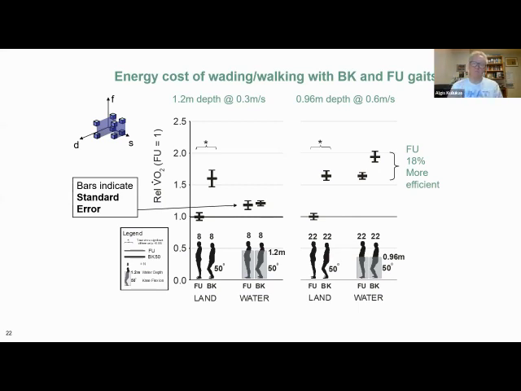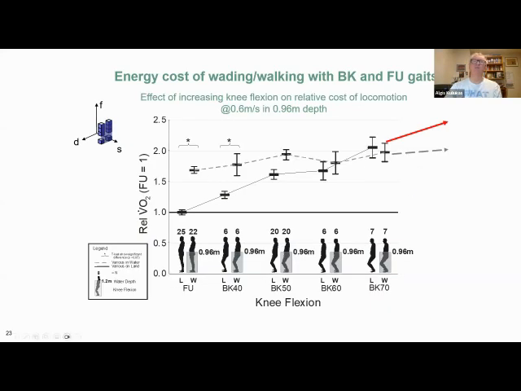That's the point. And this chart here shows increasing knee flexion. On land with zero knee flexion, it's kind of normal walking. But as you have more and more knee flexion, you can see it gets more and more costly on land. But in water, the slope is pretty flat. So the point is, in water, bent hip, bent knee gait, or the more inefficient gaits, are cushioned. It doesn't really matter that you have an inefficient gait.